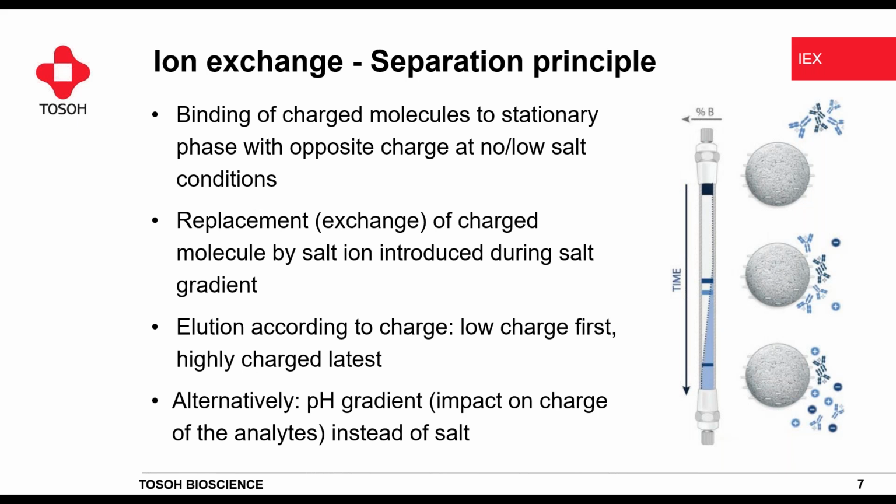If you say, I don't want to have so much salt in my sample, you could, if it's possible, run a pH gradient instead of a salt gradient. Then it's not that salt ions replace your molecules, but that the pH has an impact on the charge of the analytes, and this changes their charge. So you don't have this competitive binding of salt, but you still elute your molecules, depending on whether you increase or decrease the pH.